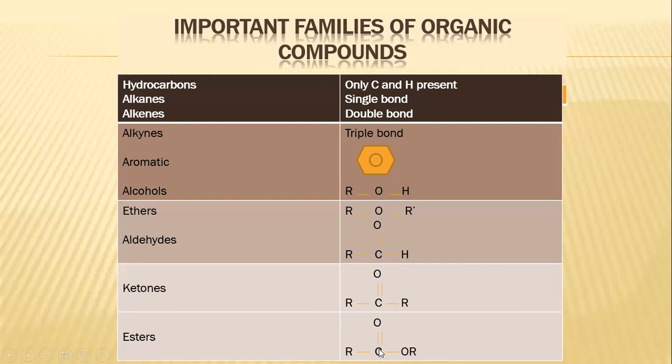R is the alkyl group. C, O, R: R, C, O, R is an ester. So at the end you call it oate for esters. You can call it a dialkyl ester, or oate.